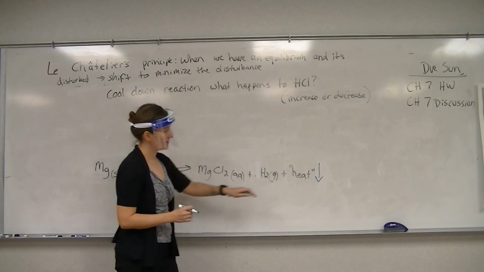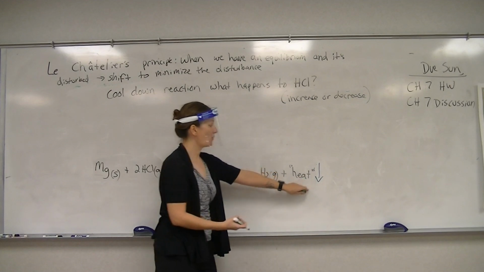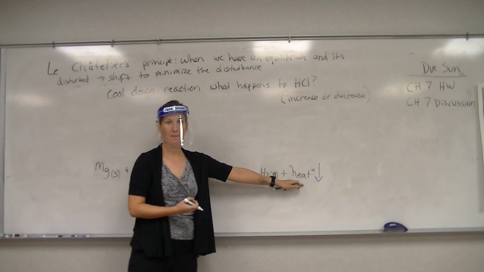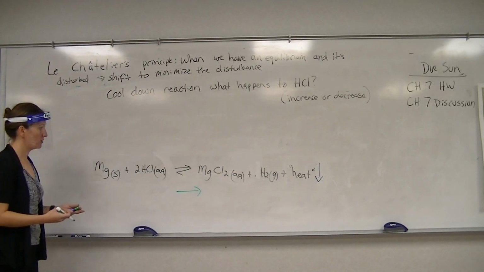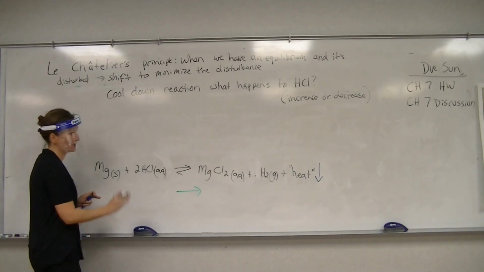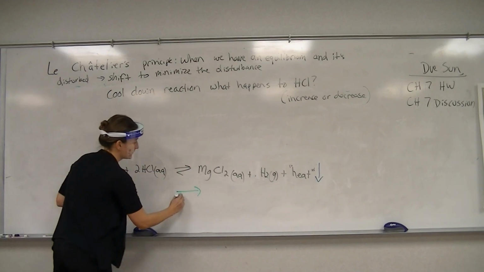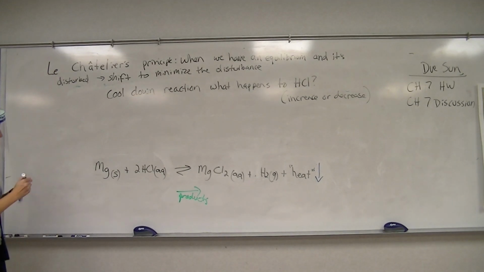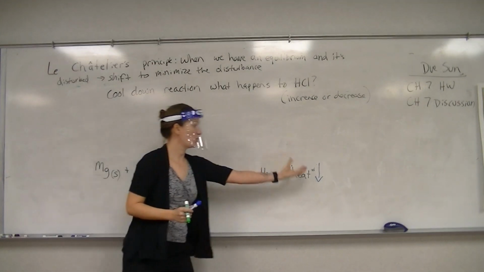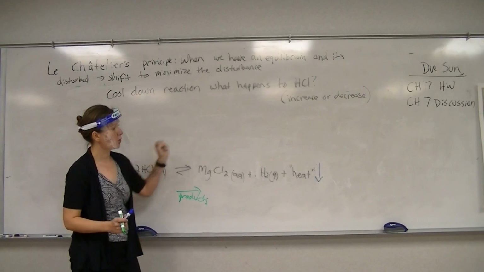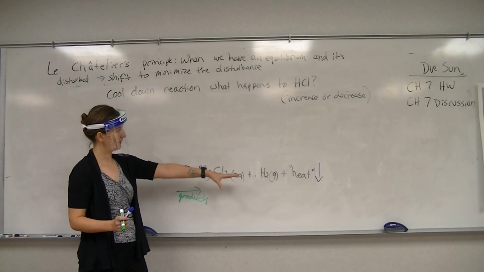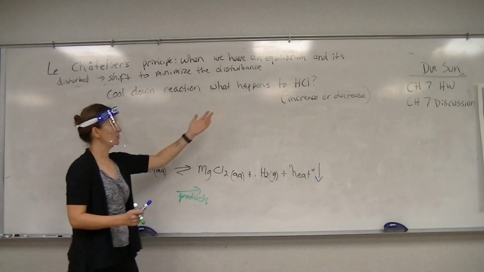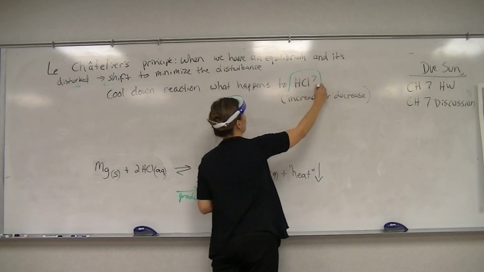So right now, since I decreased the heat, since I took some of that away, what the equilibrium is going to do is try to replace what I took, right? So it's going to have to go towards the heat, towards the products. But what we're trying to look at with this question is, yes, I took some of this away. I know that it's going to shift towards what I took to replace what I took. But when it does that, what happens to, in this case, specifically HCl?